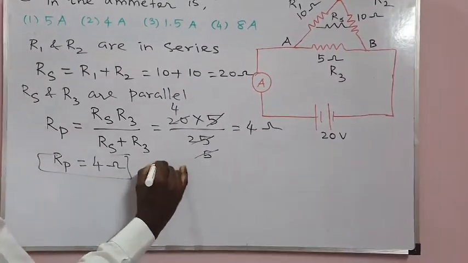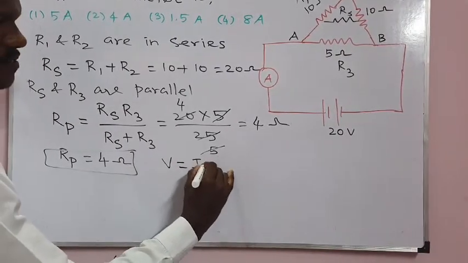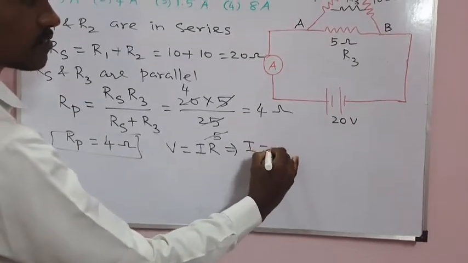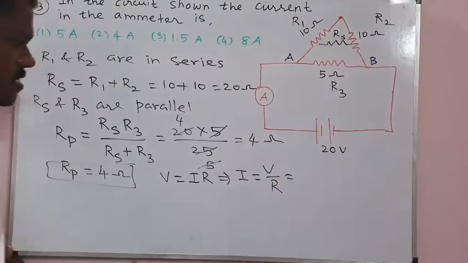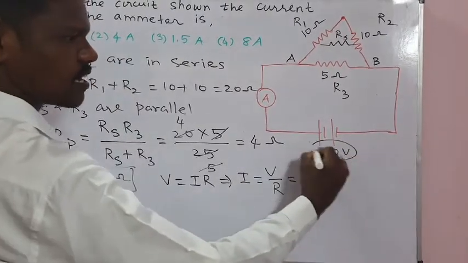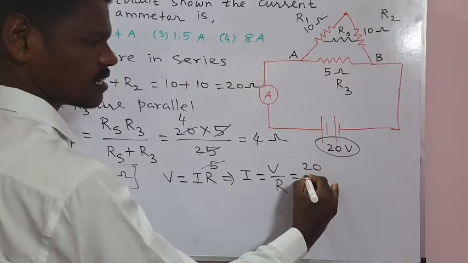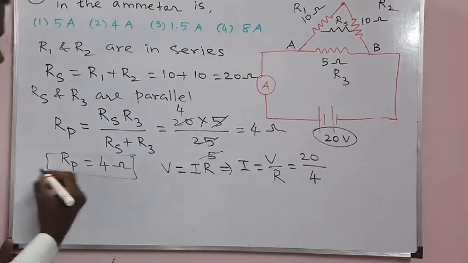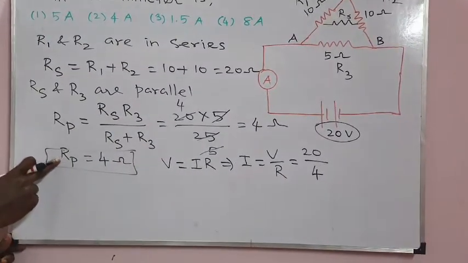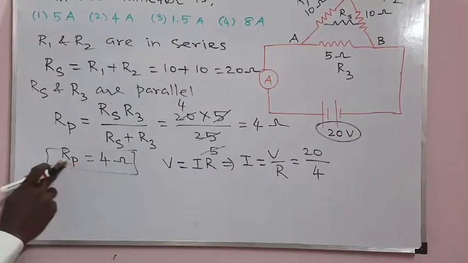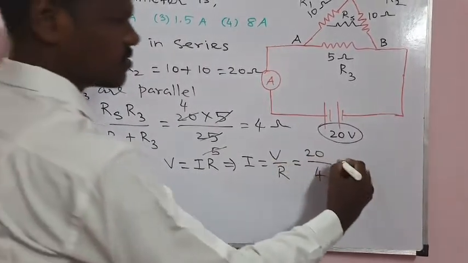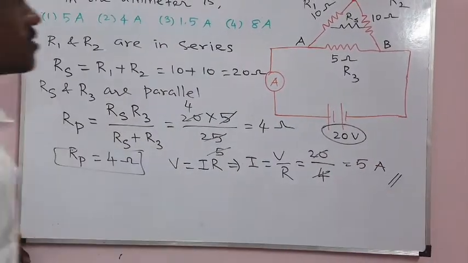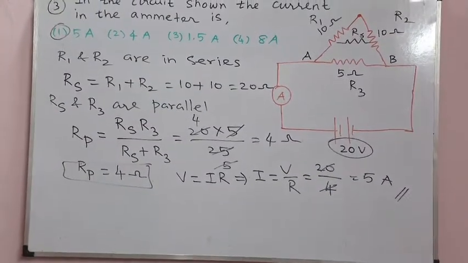Now, according to Ohm's law, V is equal to IR. So I is equal to V by R. Listen, here V is given, 20 volt. So 20 divided by RP. This is the equivalent resistance, after series and then parallel, finally found to be 4 ohm. So the answer is 5 ampere. So option 1 is the correct answer.